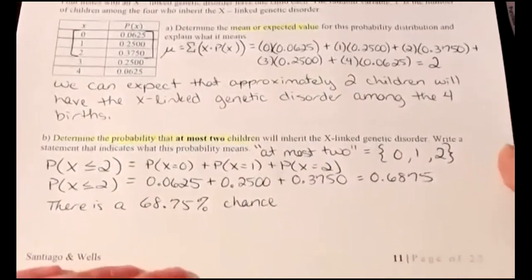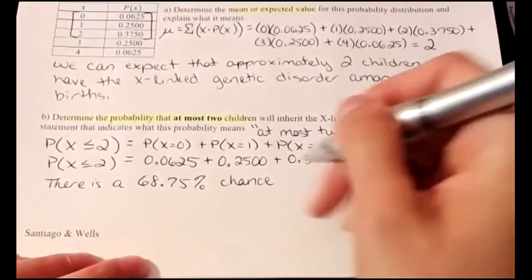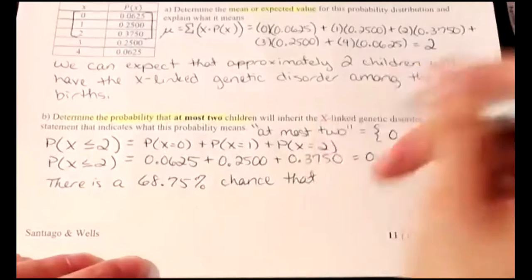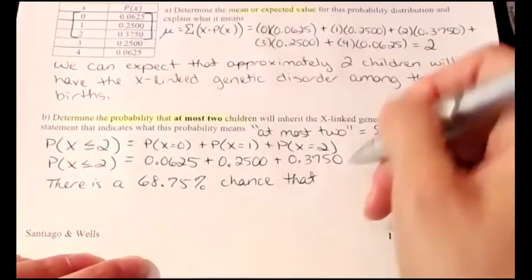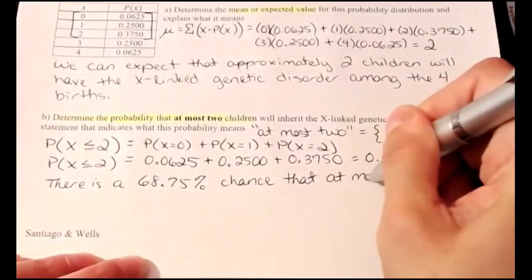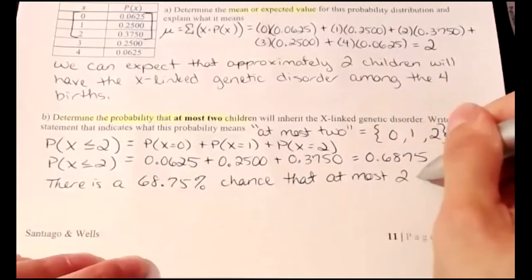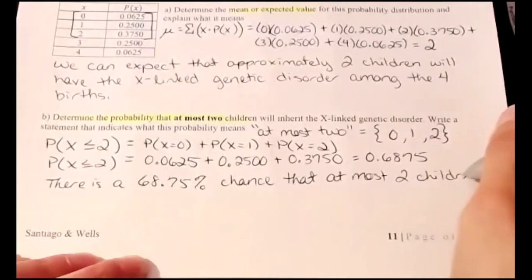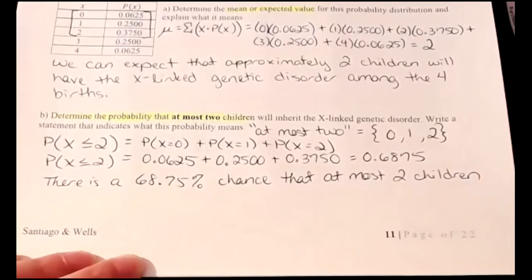There is a 68.75% chance that, and now I use the language from the problem, that at most 2 children, finish this statement for me, anyone?